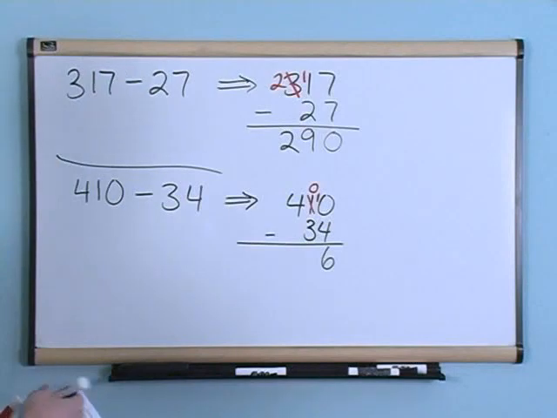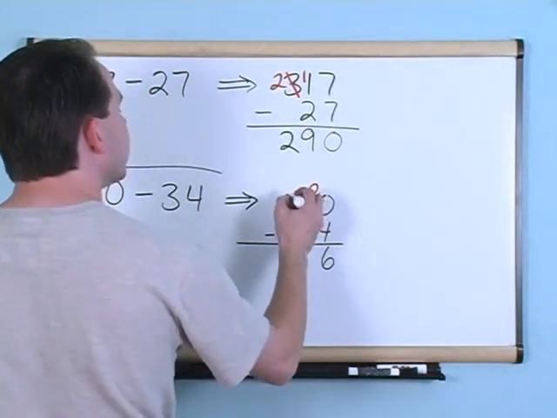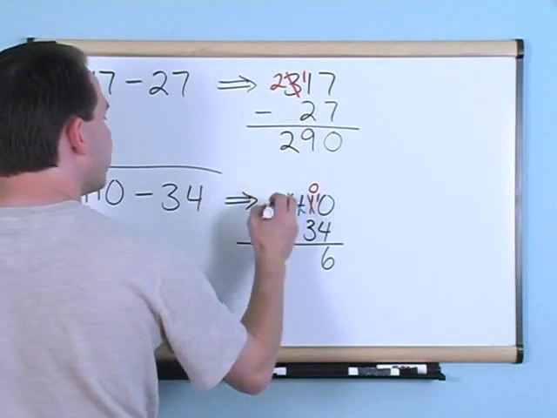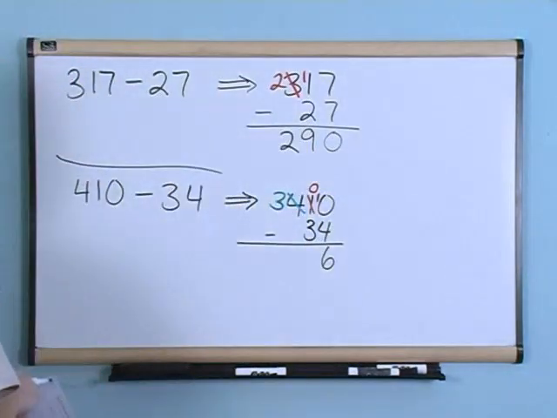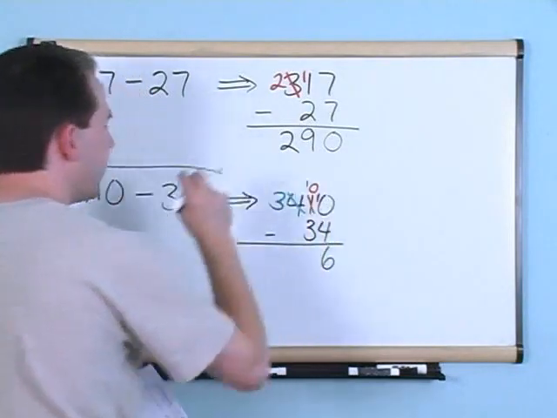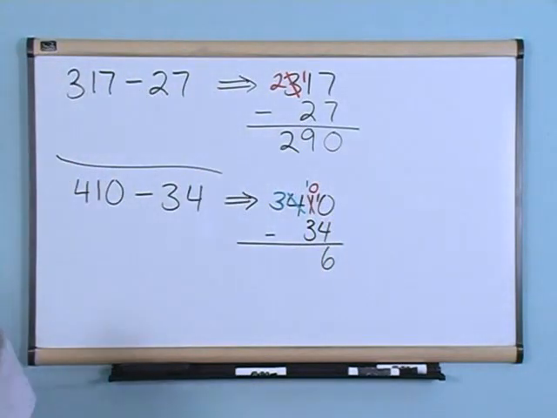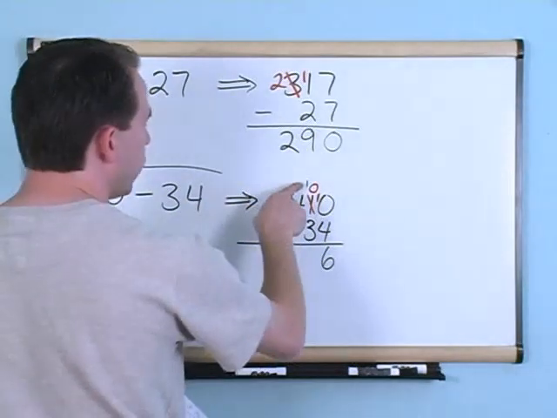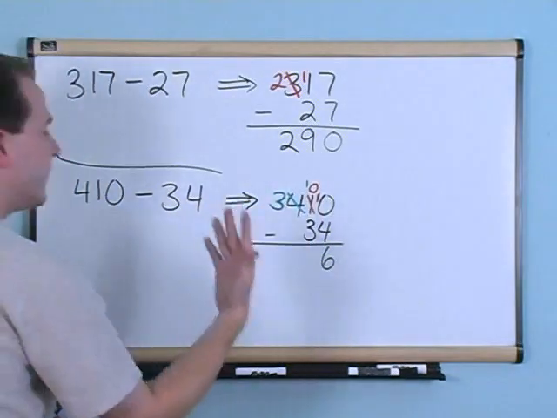So we have to borrow again. What we're going to do is borrow from the 4, and we're going to make him a 3. Okay? And we're going to take that 1 that we borrowed, and I'm going to put it right in front of that 0 right there. And that means that this is now a 10. 1, 0, 10. Okay, so we just did the same thing that we did before.